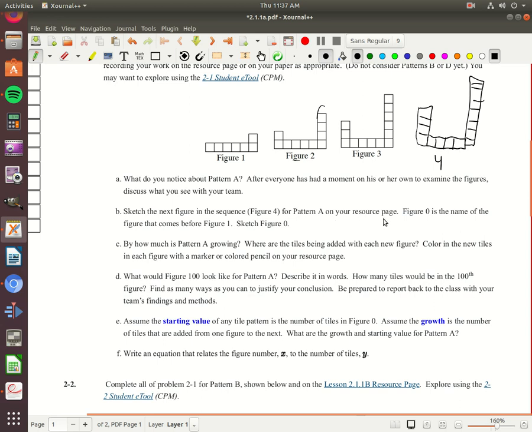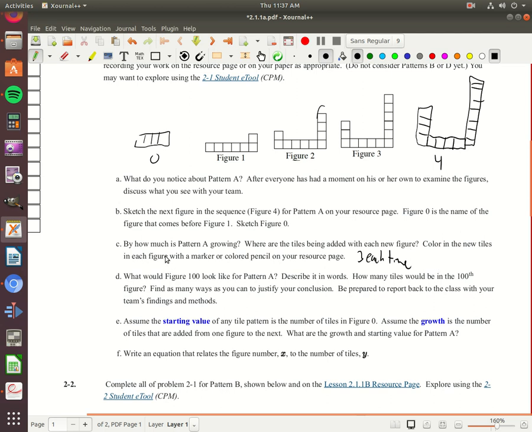It says figure 0 is the name of the figure that came before figure 1. Well, we already kind of talked about that. I think that is just going to have the 4 in the middle, right? There won't be any on the left or on the right. So how much is pattern A growing? Well, it looks like it's growing 3 each time, right? It says how many tiles are being added with each new figure. Well, it's adding 3 each time.